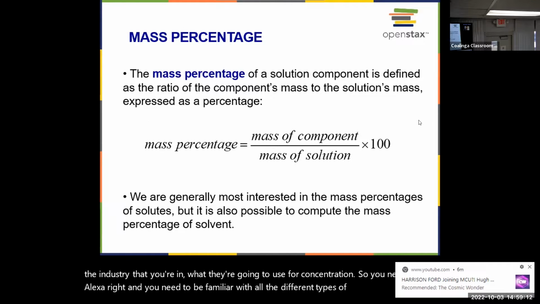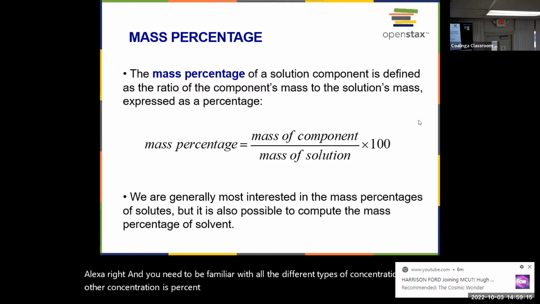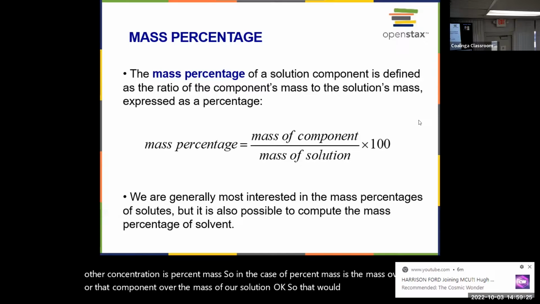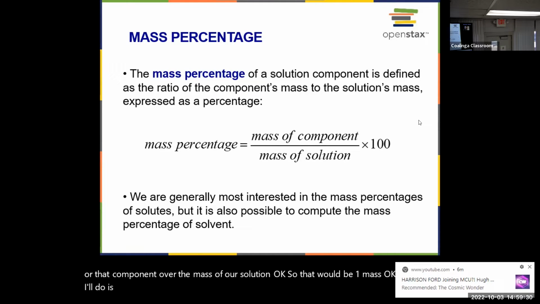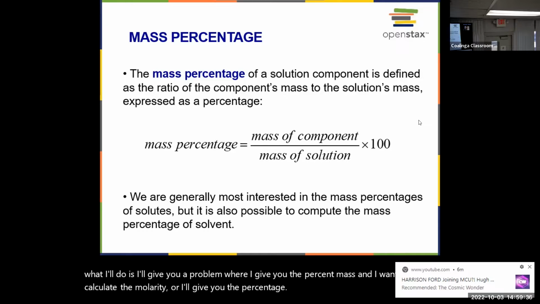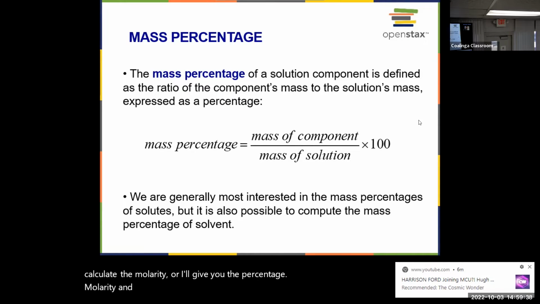One of the other concentrations is percent mass. In the case of percent mass, it is the mass of our solute, or that component, over the mass of our solution. Okay, so that would be percent mass. Often what I do is I'll give you a problem where I give you the percent mass and I want you to calculate the molarity, or I give you the molarity and I want you to calculate the percent mass. I'll give you an example of that in a second.